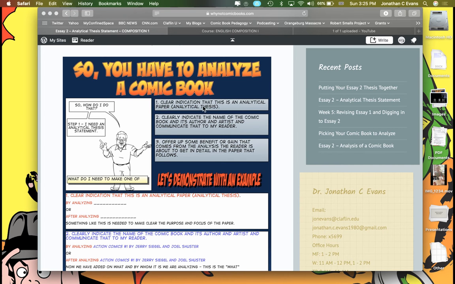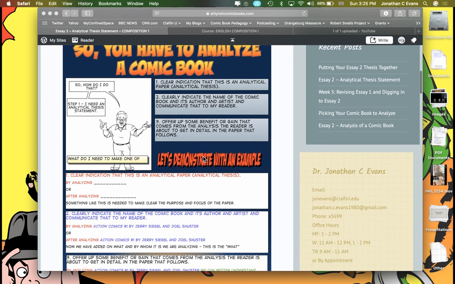1, clearly indicate that this is an analytical paper. 2, clearly indicate the name, in your case, the comic book, and the author and artist that communicate that to the reader. So you want to spell it out, be direct. Imagine if this thesis statement was sitting by itself. All right. And then 3, offer up some benefit or gain that comes from the analysis the reader is about to get in detail in this paper that follows.